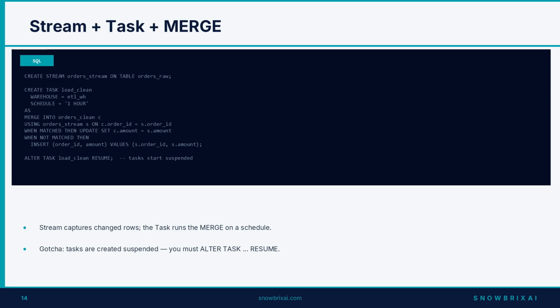Here is that incremental pattern in actual code. First, create stream orders_stream on table orders_raw. That stream now tracks every new row that lands.